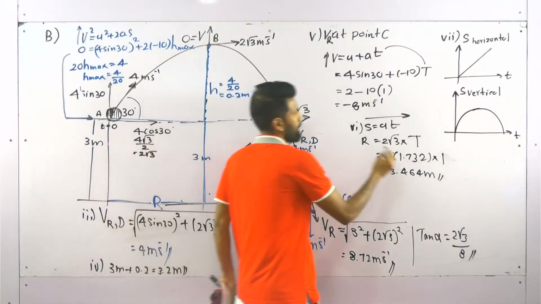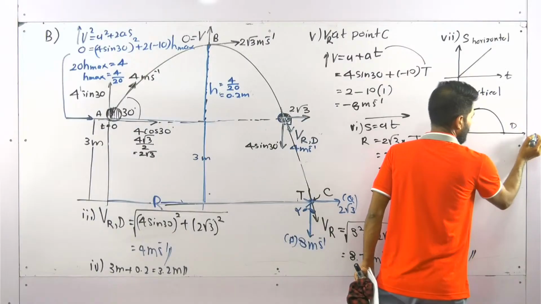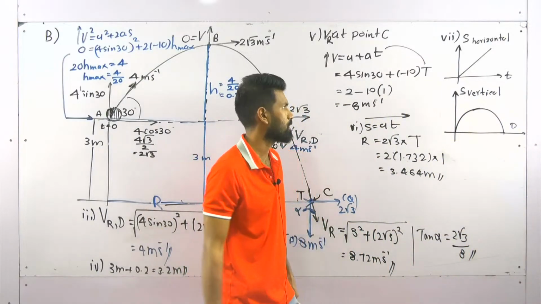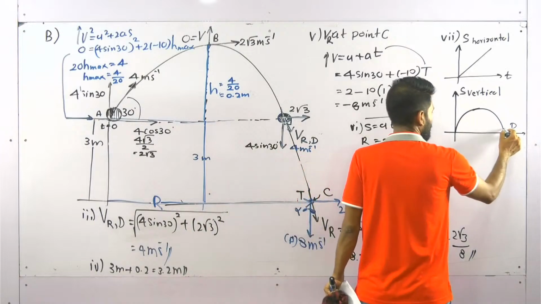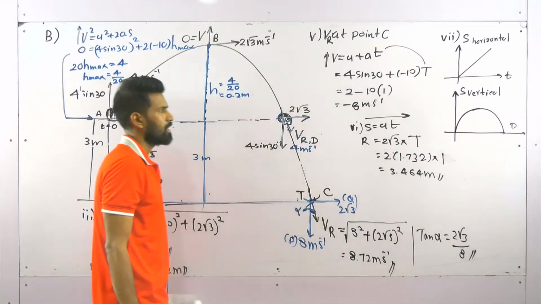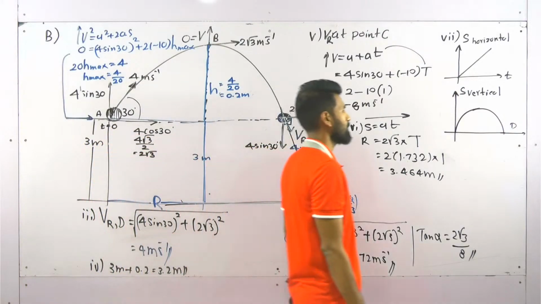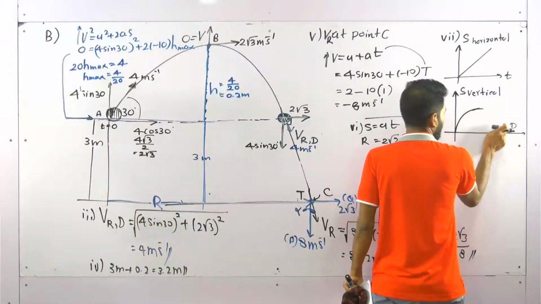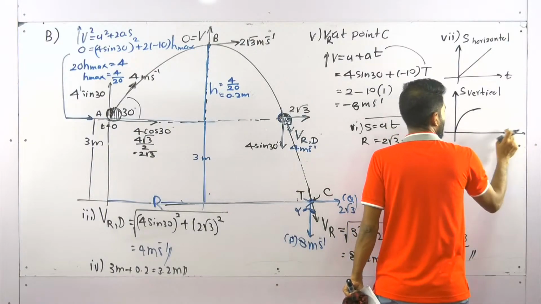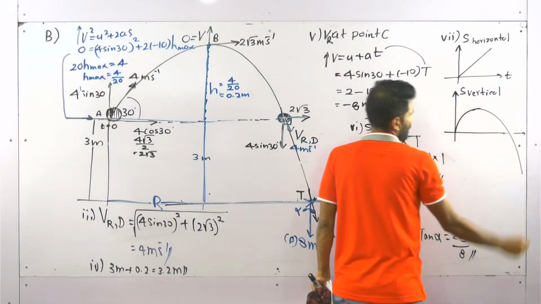This is up to point D. After point D, what will happen? It will move to the opposite side from the initial point. So the displacements will be minus, and in that direction it will increase the velocity until it moves down. So the minus gradient has to be increased more and more. So it will be a curve like this.